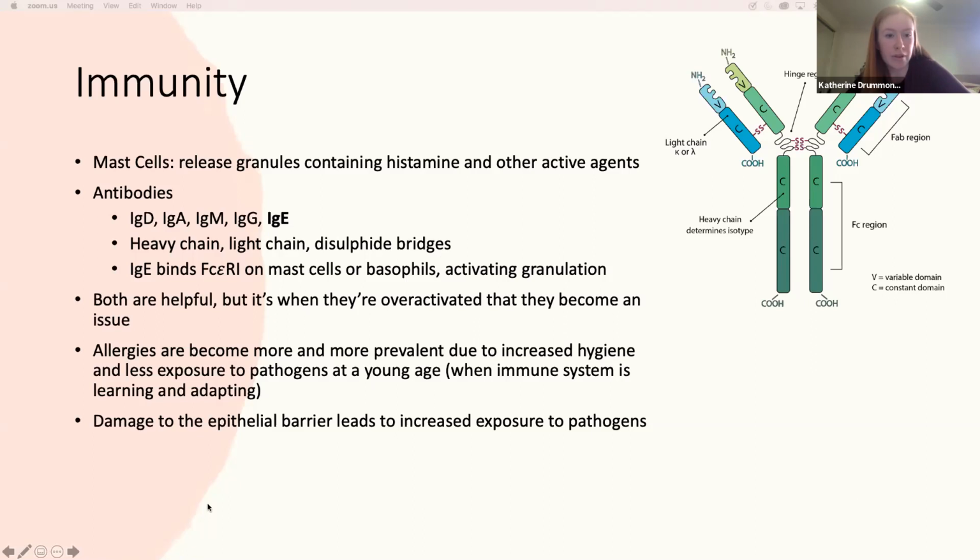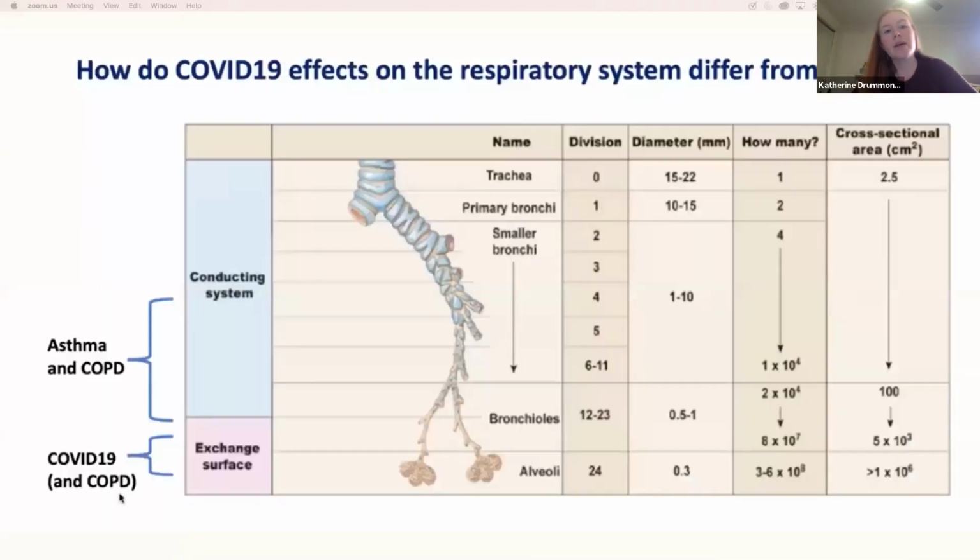And damage to the epithelial barrier leads to an increased exposure to pathogens. And I just wanted to outline here the difference between asthma and COVID-19. So asthma occurs at this level here, like our bronchioles and then some of our larger bronchi. And then COVID-19 is much more at our exchange surface, so the much lower end of our bronchioles and our alveoli.